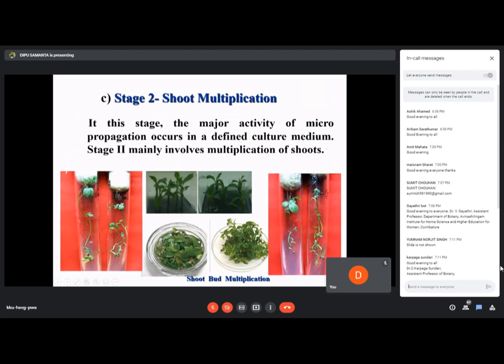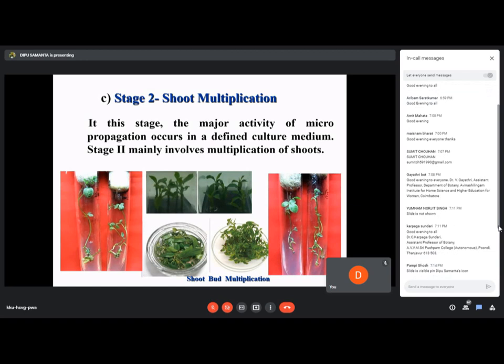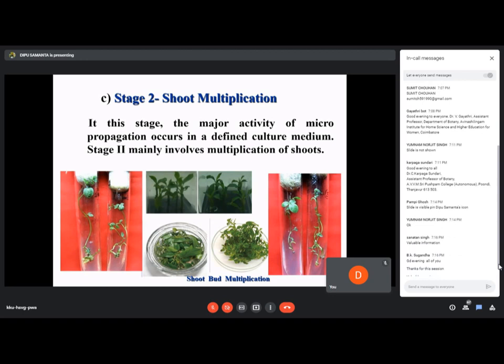After initiation of culture, we are going to stage 2, that is shoot multiplication. In this stage, the major activity of micropropagation occurs in a defined culture media. Stage 2 mainly involves the multiplication of shoots. Here I have put many photographs of different plant cell and tissue cultures, showing shoot bud multiplication in different plants.